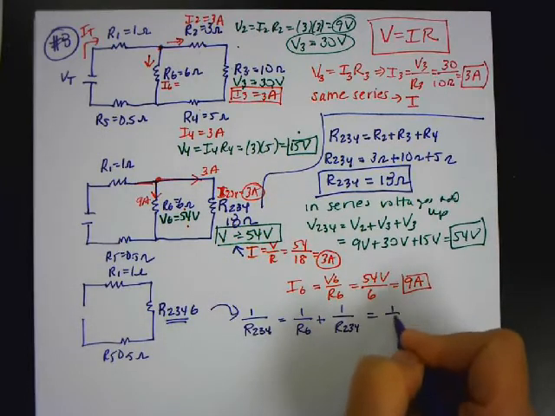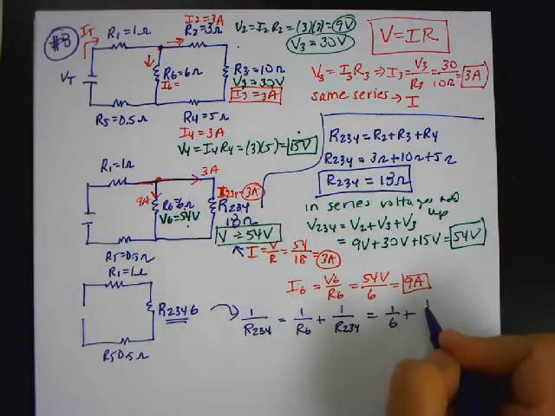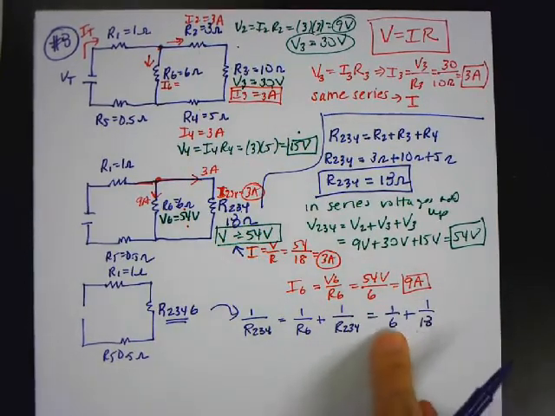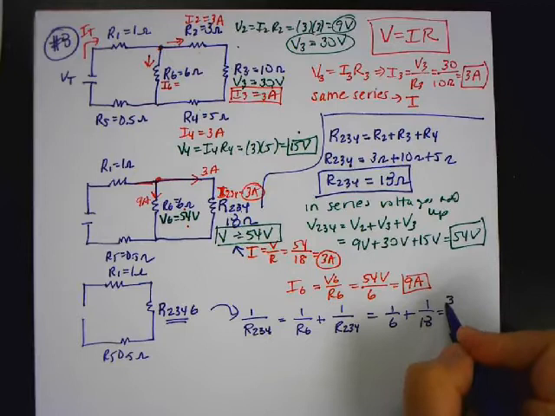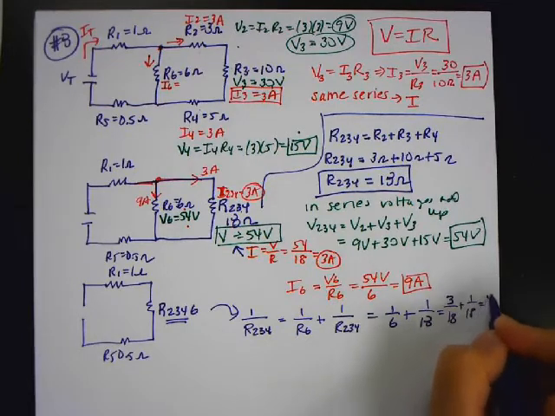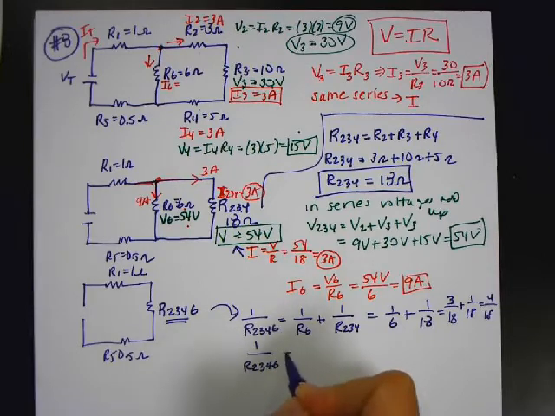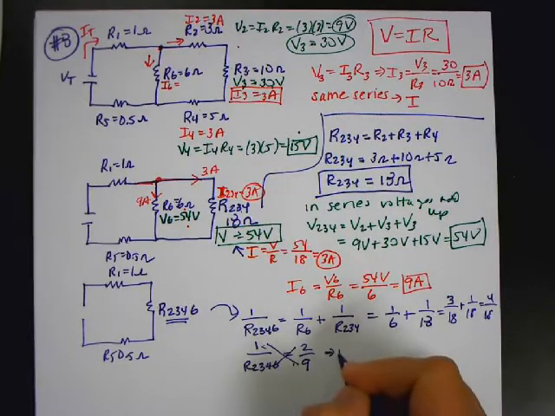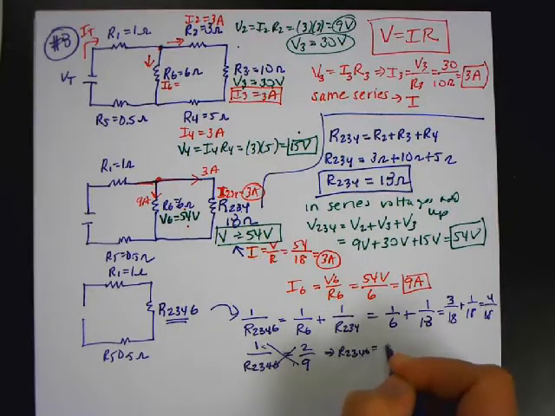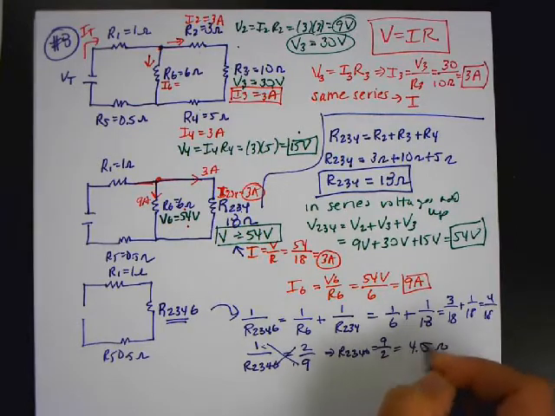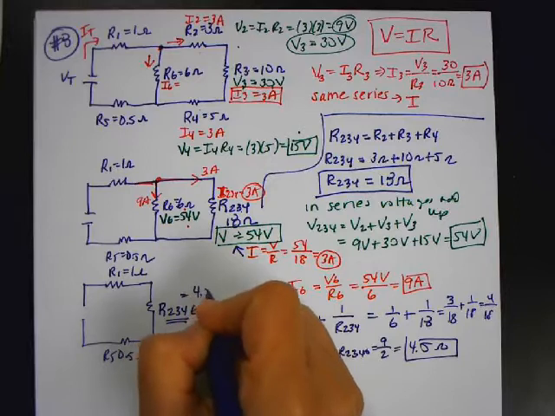So R6 is 1/6 plus, I found this was 18. So I would find a common denominator. So I would say 3/18 plus 1/18 is 4/18, which reduces to 2/9. So 1 over R2346 is equal to 2/9. So now I would cross multiply. 9 times 1 is 2 times R2346. So R2346 is equal to 9 halves, which is 4.5. So this is equal to 4.5 ohms.